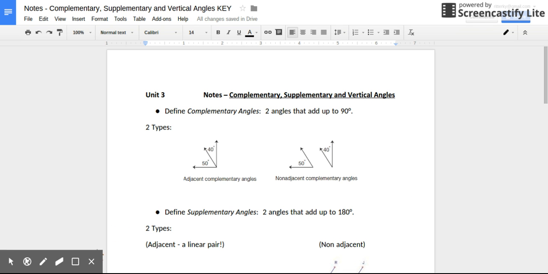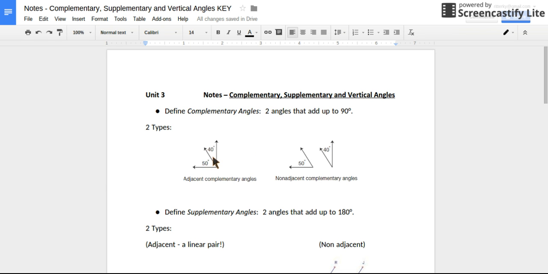In this video, I'm going to be talking about three types of angles: complements, supplements, and vertical angles. Let's start with complementary angles. Complementary angles, or complements, are two angles that add up to 90 degrees. So a pair of angles that add up to 90.